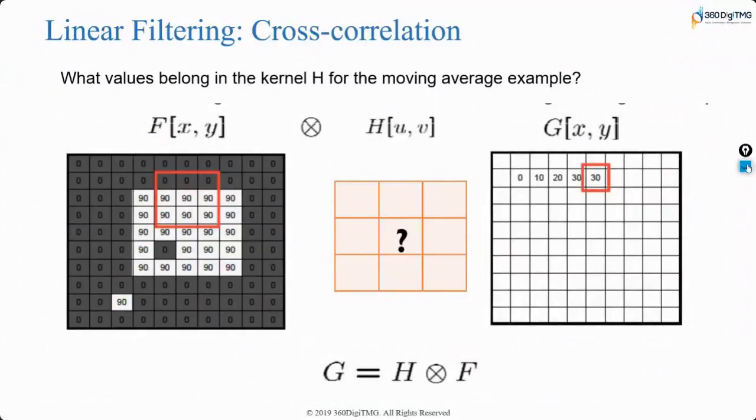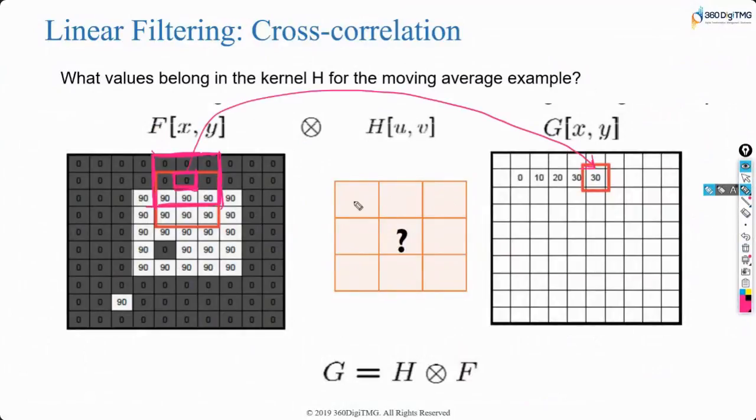So, do you know what? If I have all 1 values here, then what happens? 1 into 0 plus 1 into 0 plus 1 into 0 plus 1 into 0 plus 1 into 0 plus 1 into 0 plus 1 into 90 will be 90 plus 1 into 90 will be 90 plus 1 into 90 will be 90, which should be 270, right? 270 divided by 9 will give you 30. So that means I should have 1 by 9 here.